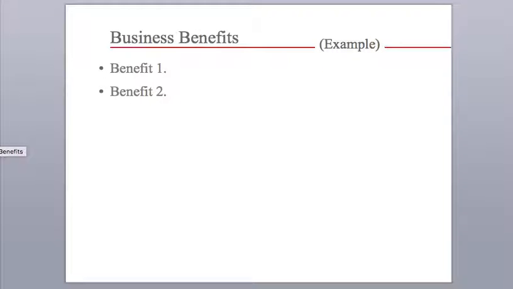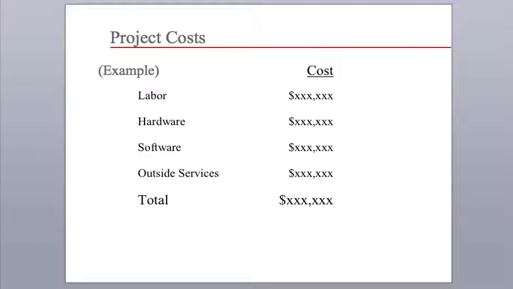You can write the business benefits 1, 2, 3. If you remember, we listed some of the benefits earlier while defining the business case, and we defined them as tangible and intangible. Here also you can list both tangible and intangible benefits. Then here is the cost of the project: labor, hardware, software, outside services. You can add this.